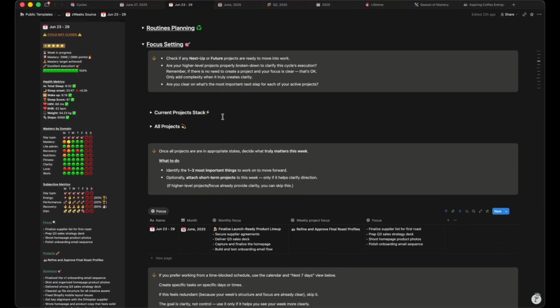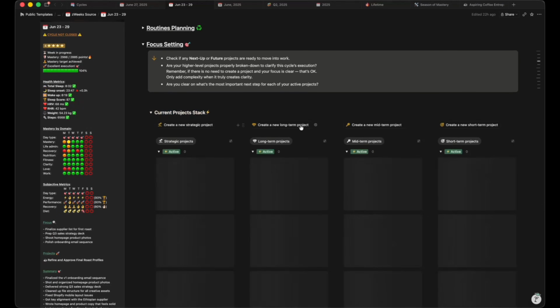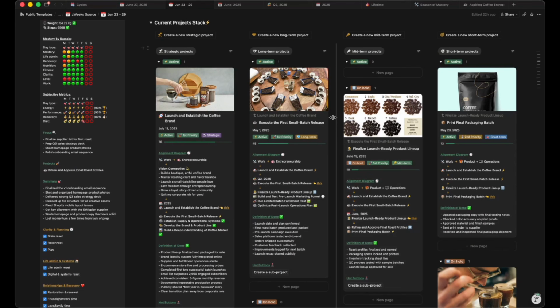So here is how it looks on the weekly level, and we have our project stack that we're currently working on. If we untoggle those, here we can see the entire project stack of all the projects that we're working on, on all the levels. So remember, think back to our entire diagram of the system. There are 4 levels of projects: strategic ones, long-term, mid-term, and short-term. So depending on the time cycle, we'd have different projects attached to them.